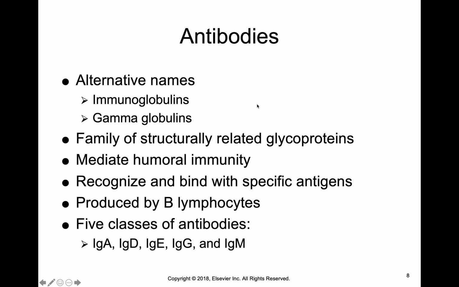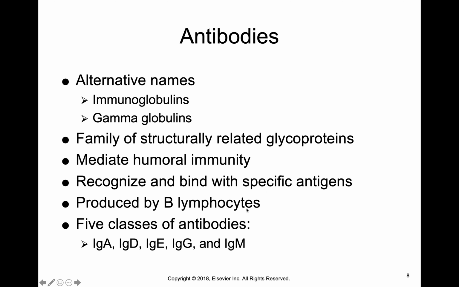So antibodies, these are some alternative names: immunoglobulins, which we do produce as drugs, and also gamma globulins. They are a family of structurally related glycoproteins, and they help mediate humoral immunity, which is that B-cell immunity. And what they do is they recognize and bind with specific antigens. Again, they're produced by the B lymphocytes.